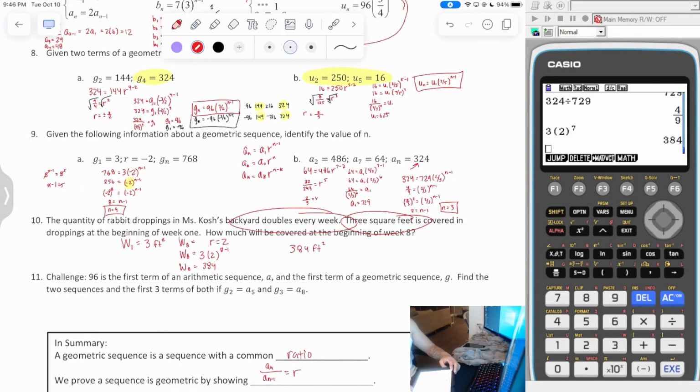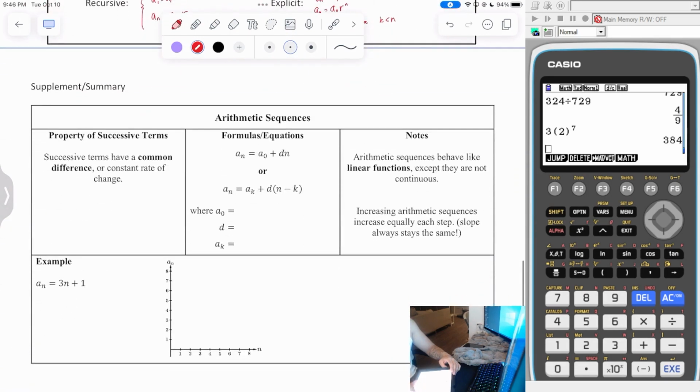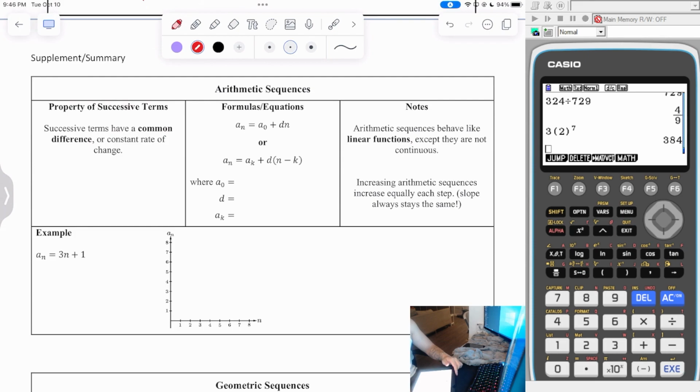Perfect. We're pretty much done with today's notes. Number 11, we're going to skip, leaving it up to you. And then here's just kind of a generalization of what we've been talking about so far. You can skip this part completely, or just continue and listen to these last few statements that we're making.